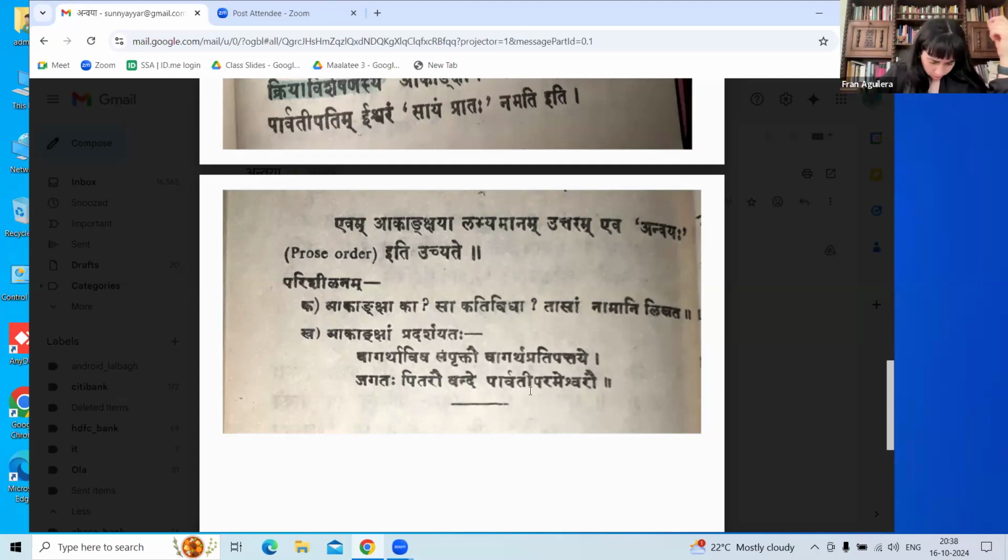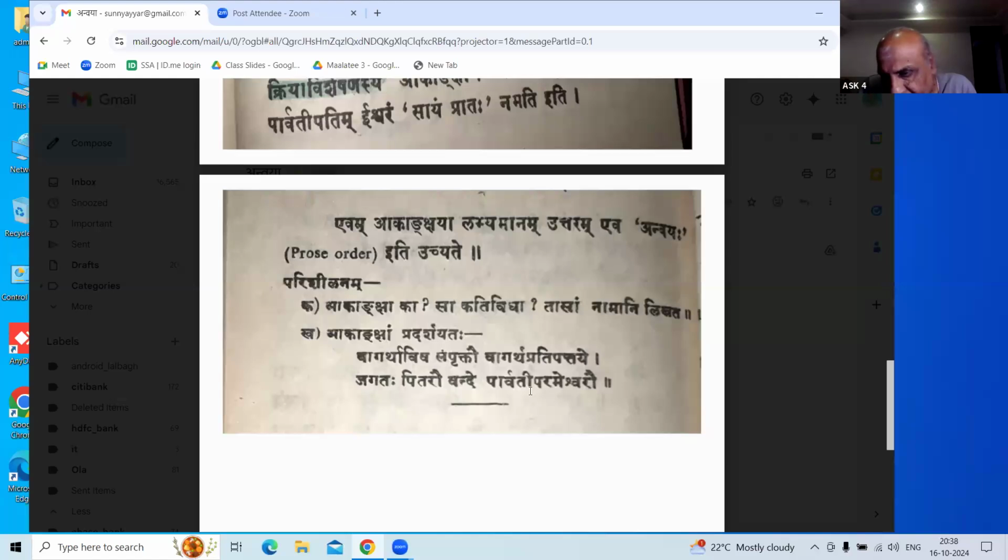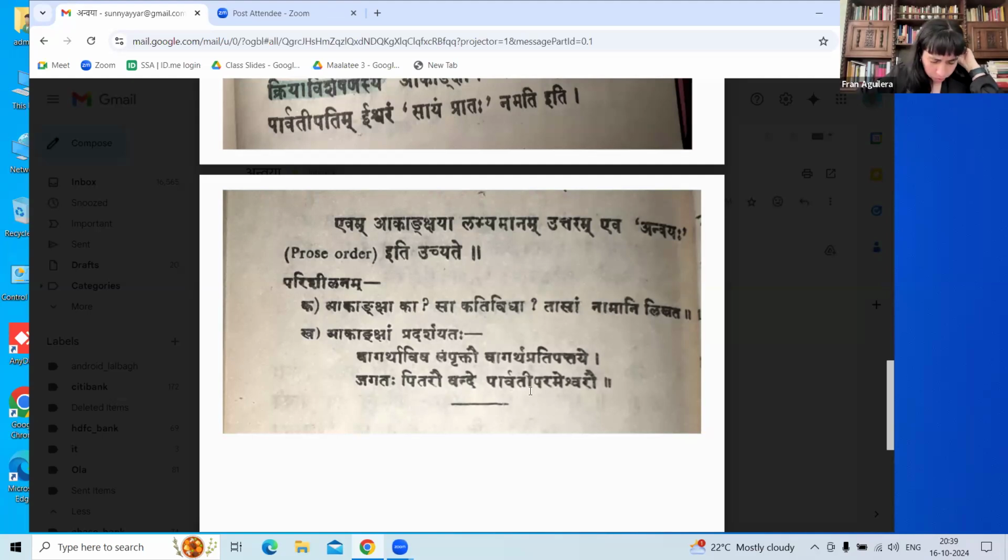In this way, like the word and its meaning are inseparable. Samprukta means they are together, inseparable. They cannot be separated. In the same way, Parvati and Parameshwara, the word and its meaning, are inseparable. Pratipattaye is consciousness?